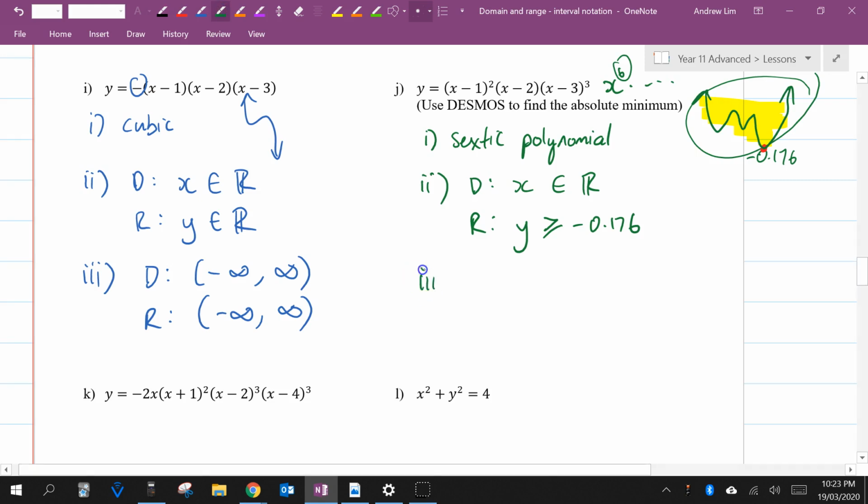So when we write this in interval notation, domain from negative infinity to infinity, range is from negative 0.176, but it includes it, that's why we have a square bracket, all the way to infinity with a curved bracket.